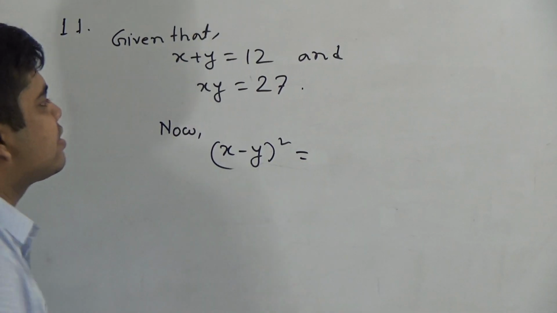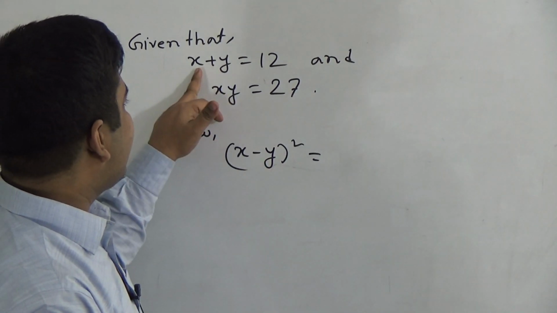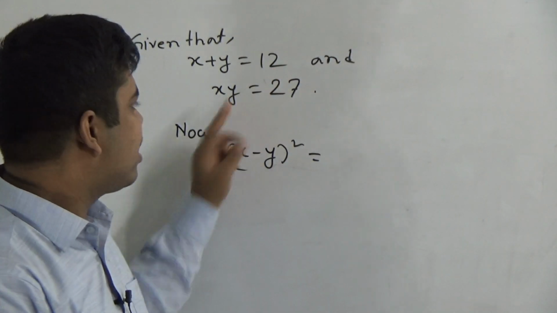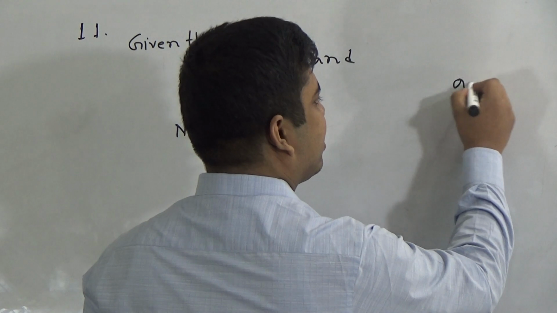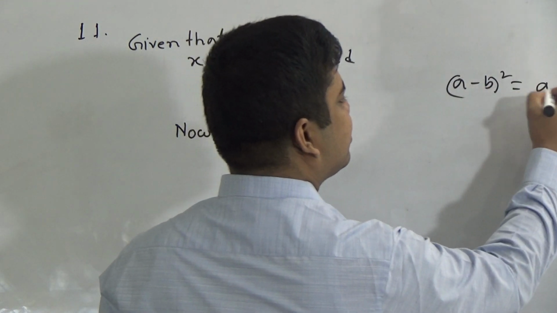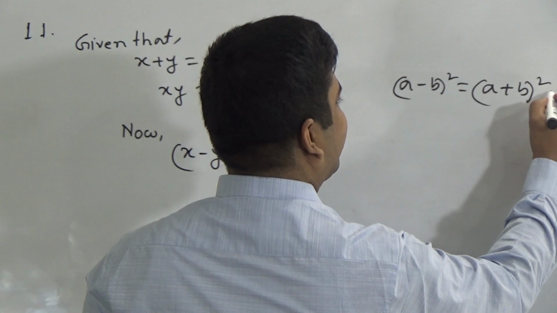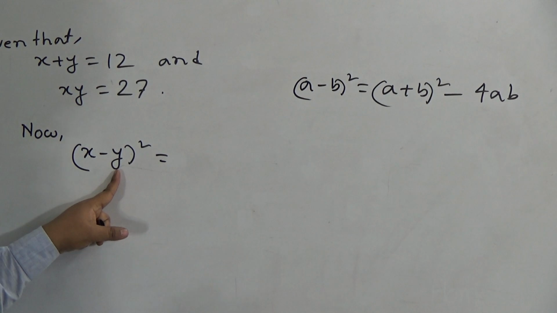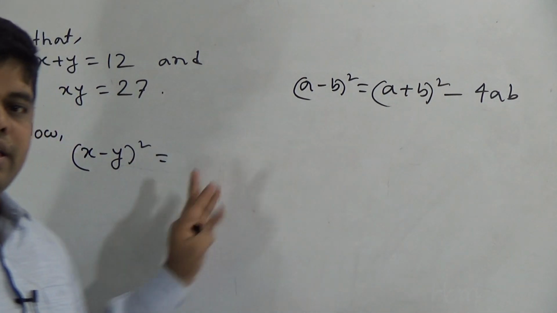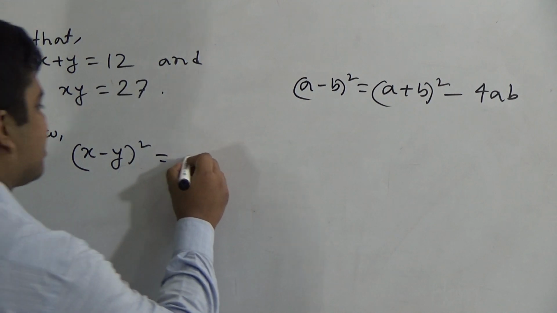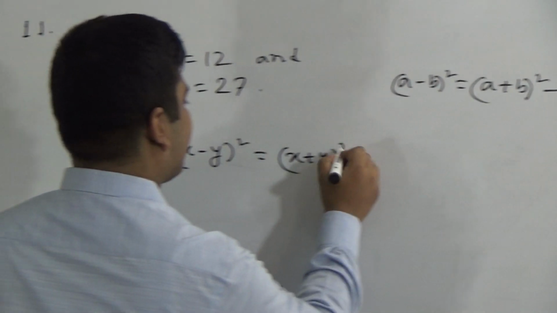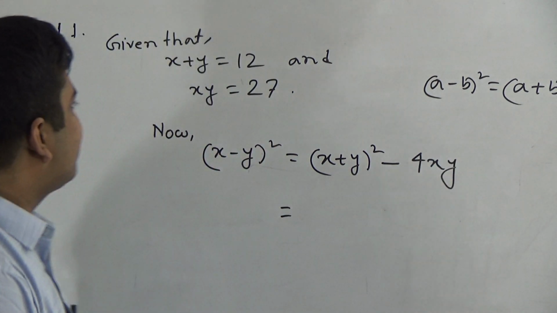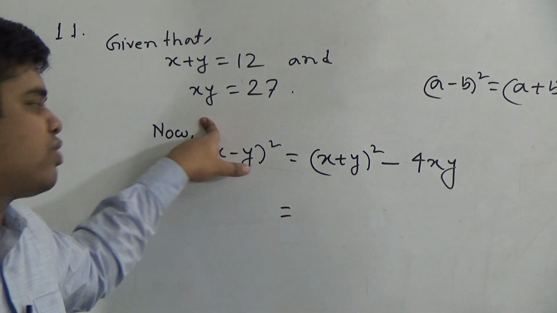Dear students, notice here x plus y's value is given and xy's value is given, and we know a formula: a minus b whole square equal to a plus b whole square minus 4ab. So x is a and y is b, so we use this formula in this section. Now write x plus y whole square minus 4xy. Now we put the value of x plus y and also xy.